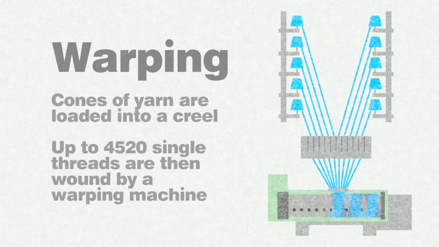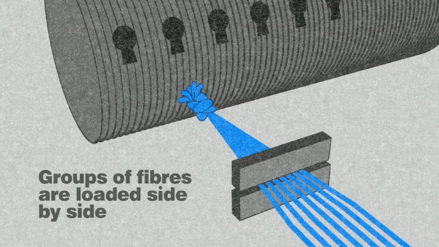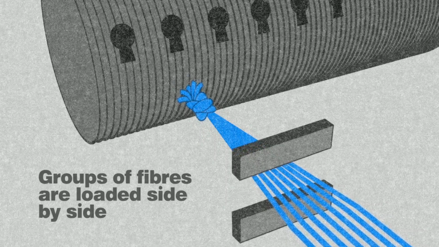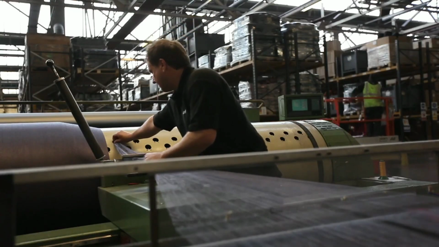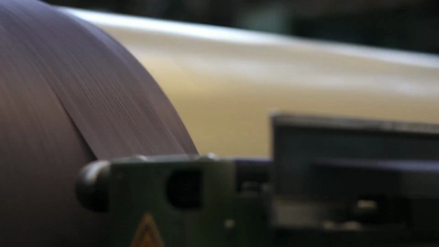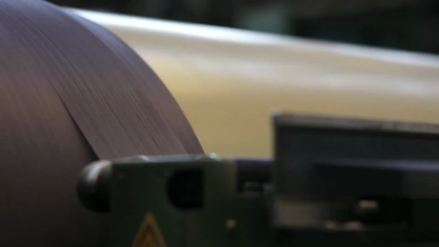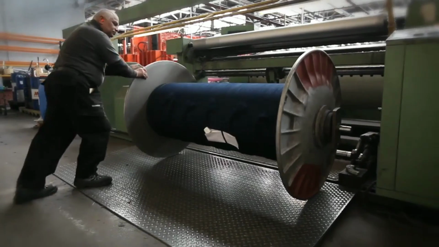Warping: cones of yarn are loaded into a creel. Up to 4,520 single threads are then wound by a warping machine. Groups of fibers are loaded side by side. Beaming: when the machine is fully loaded, the wound threads are transferred onto a warp beam.